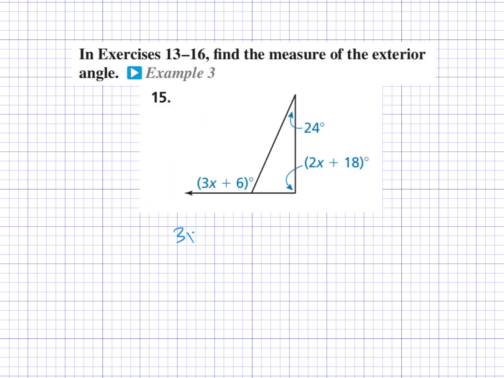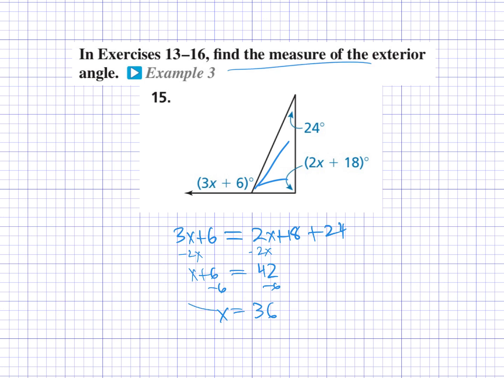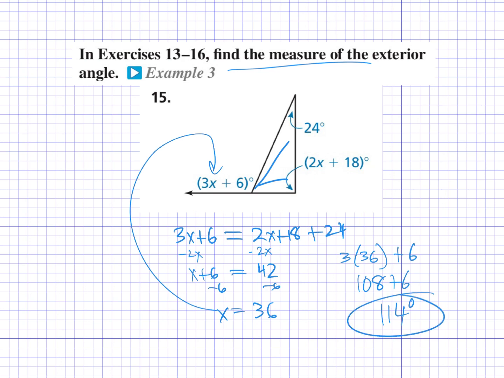Again, the exterior angle is the opposite two angles added together: 2x plus 18 plus 24. So now we solve. Subtract 2x, and 18 and 24 is 42. Subtract the 6, and x is 36. Now it says find the measure, so we need to substitute it back in. So 3 times 36 plus 6. That's 108, plus 6 is 114 degrees. That's the final answer.